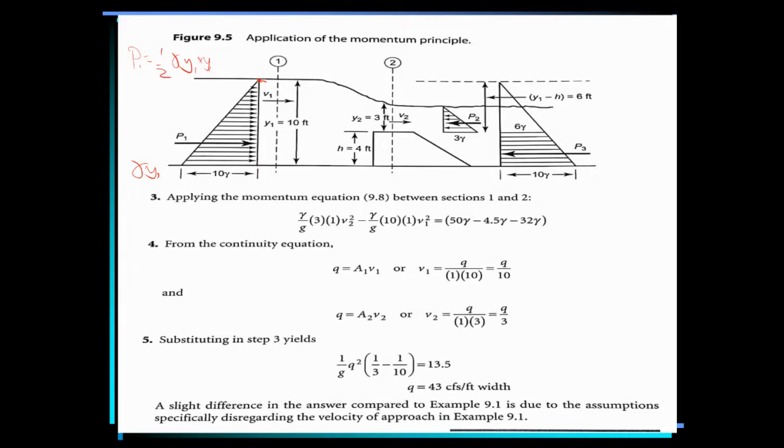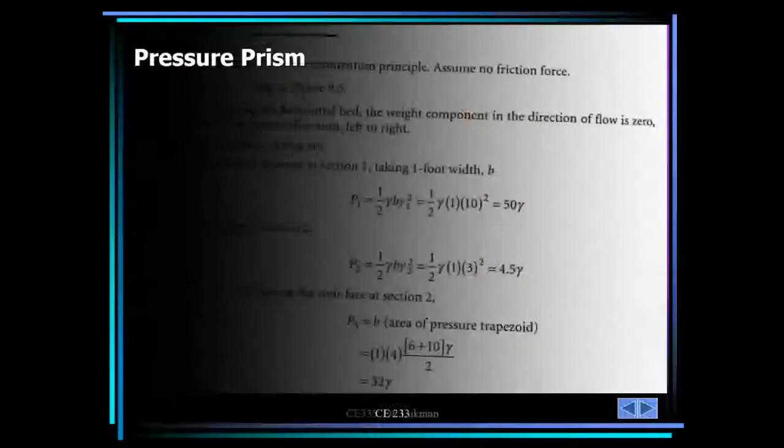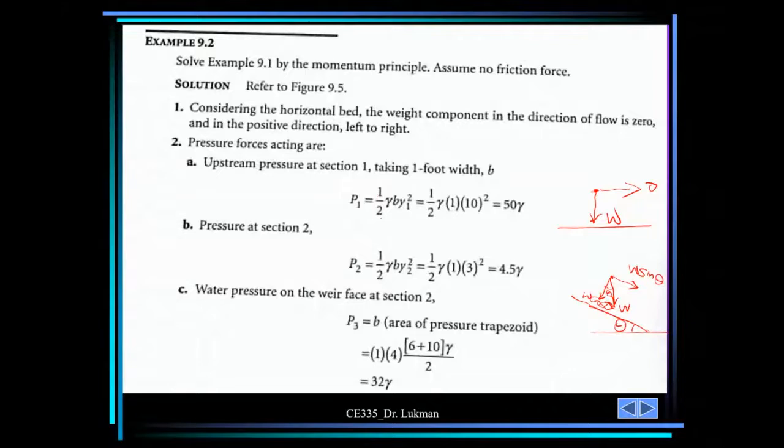And because we want to find the volume, the volume is the hydrostatic pressure area times the breadth, which is B. So this will be half gamma y1 squared B, and that will give us the pressure force P1. Then let's go back. That's exactly what we have: P1 is half gamma B y1 squared. B is 1, y is 10, so P1 is equal to 50 gamma.